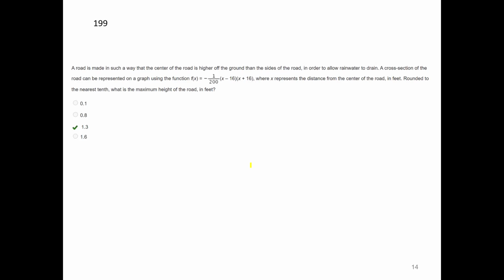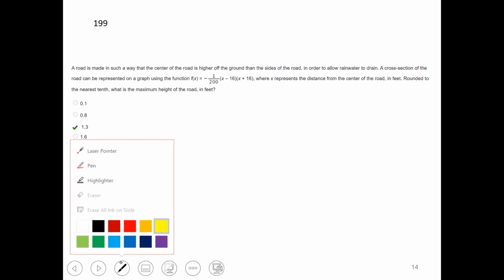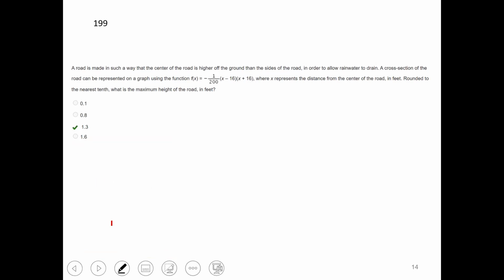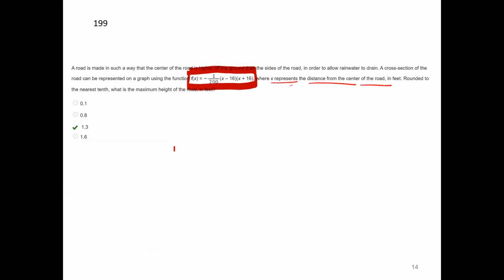Okay, so a road is made in such a way that the center of the road is higher off the ground than the edge or the sides of the road in order to allow water to drain. A cross section of the road can be represented by this graph right here, where X represents a distance from the center of the road. Rounded to the nearest tenth, what is the maximum height of the road in feet?